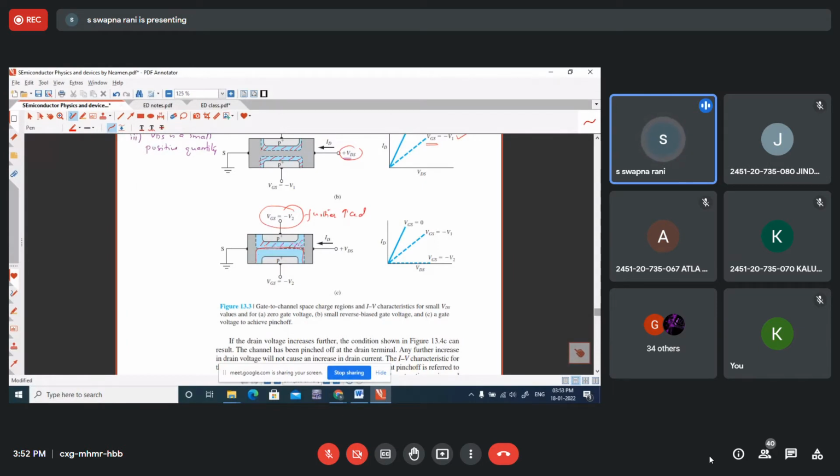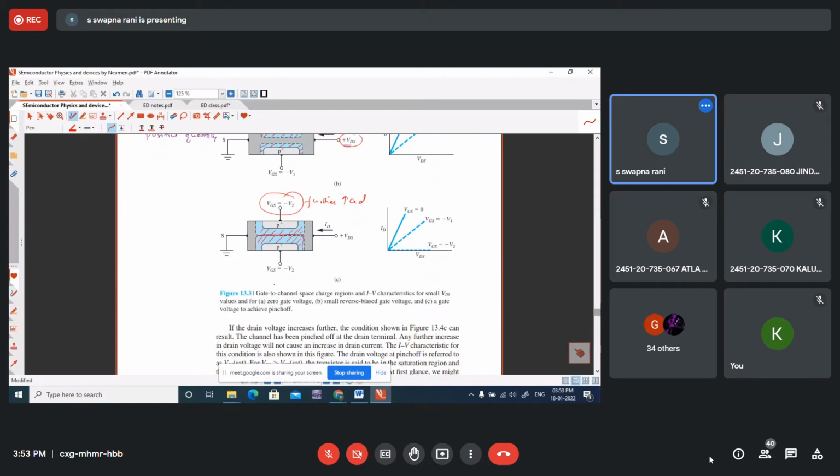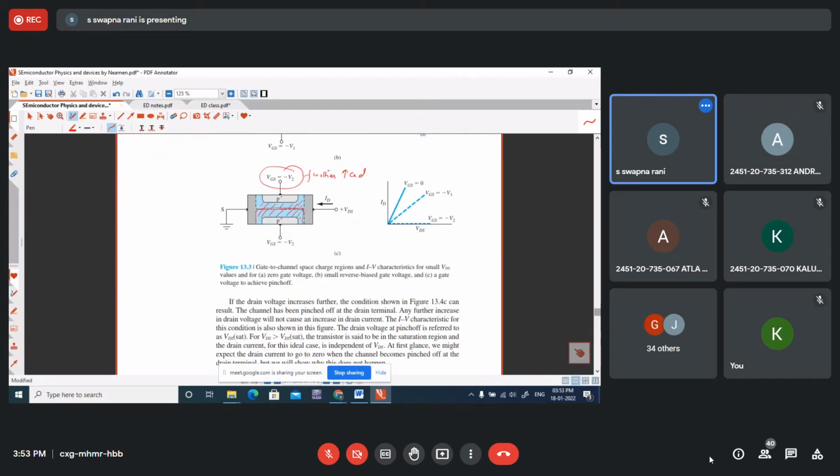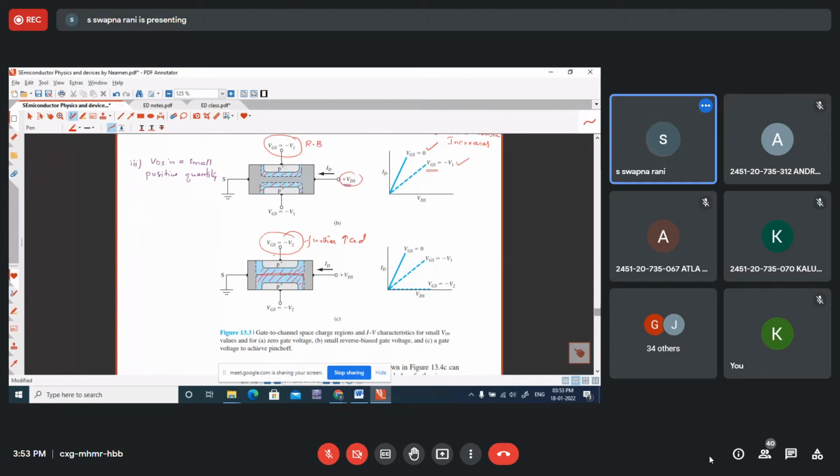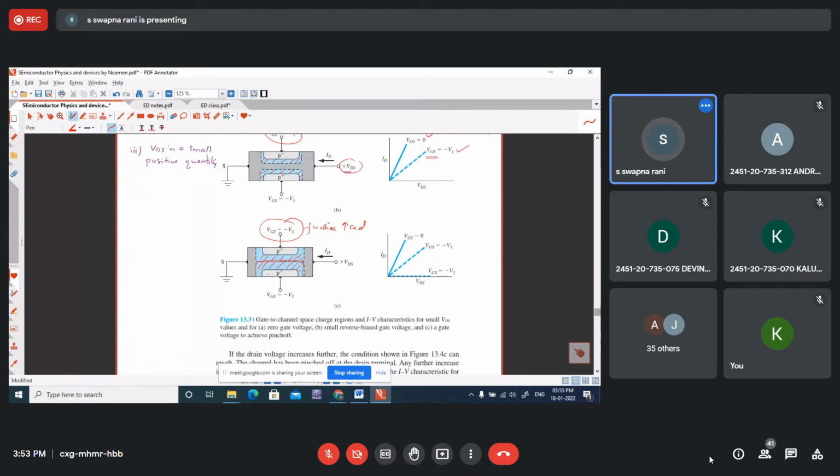Now, can anyone tell what about the channel width? Disappears. Yes. Now, there is no channel at all. There is no path for the charge carriers to move from source to drain. So therefore, drain current is going to be 0.